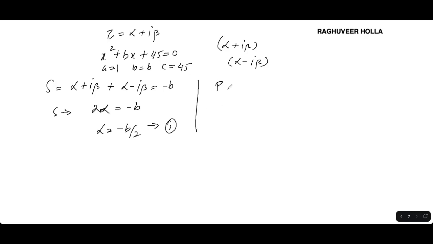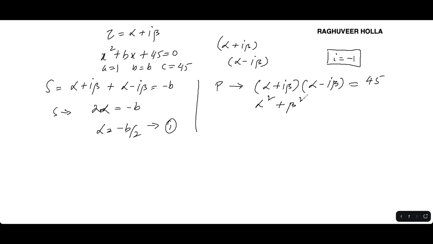And now the product. Product is these two roots you multiply. So this will be alpha plus I beta multiplied alpha minus I beta, which is equal to c by a, which is 45. So this is alpha square, I square. We know that I square is minus 1. Okay. So alpha square plus beta square is equal to 45. Okay. Keep this equation 2.